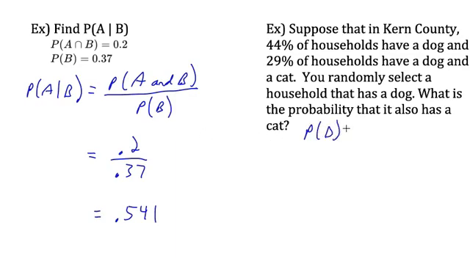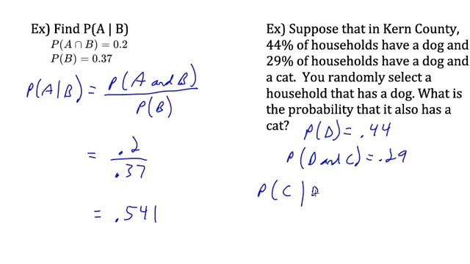All right, let's summarize that information. Probability that the household has a dog is 0.44. The probability of having a dog and a cat is 0.29. Now we're looking for the probability that the household has a cat, given that the household has a dog. So remember, here's the question. What is the probability that it also has a cat? So this is a question about the probability that the household has a cat, given this information that the household has a dog.